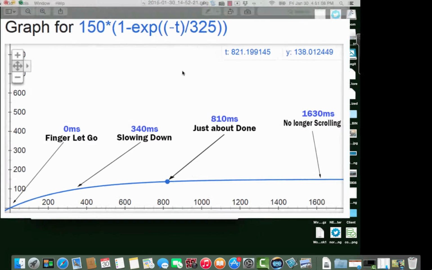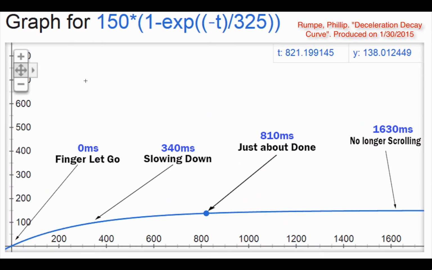As soon as we know our positions, we get a nice little curve like this. This curve shows us our top position. The position over time is 1 minus the exponential of our time divided by 325. We let go right over here in the corner, and then it immediately accelerates. So we have a good fast acceleration all the way up through here. Our curve starts to decelerate around 340 milliseconds, and around 810 milliseconds it's just about done scrolling, so you'll see a physical slowing down a lot on the screen. Then around 1630, at right around 149 frames, it actually stops scrolling altogether because there's no reason to continue. So the curve is nice and exponential, depending on how much force we impart.